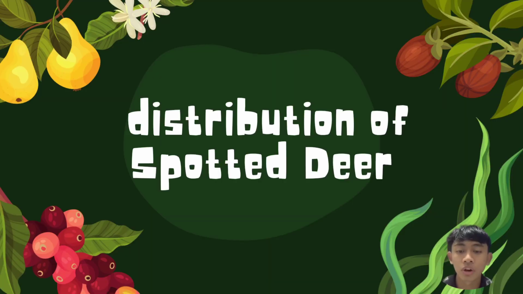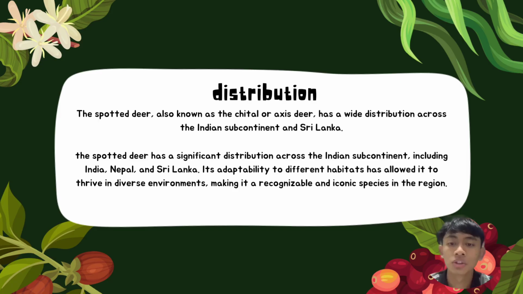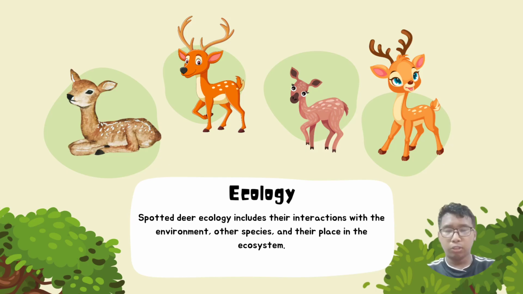For distribution of spotted deer, also known as the chital or axis deer, has a wide distribution across the Indian subcontinent and Sri Lanka. The spotted deer has significant distribution across the Indian subcontinent, including India, Nepal, and Sri Lanka. Its adaptability to different habitats has allowed it to thrive in diverse environments, making it a recognizable and iconic species in the region.